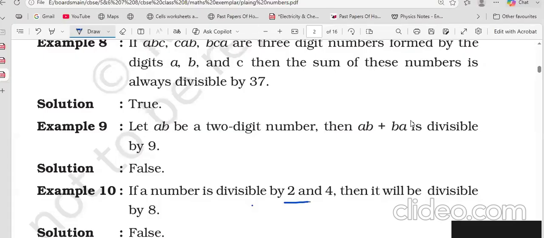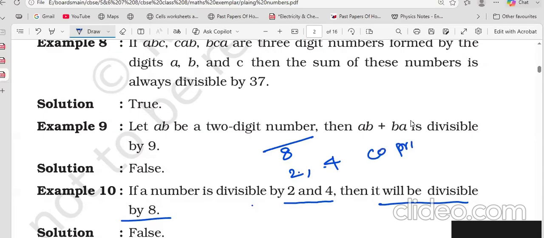If a number is divisible by 2 and 4, then it will be divisible by 8 is not always true. Actually, the opposite is true: if a number is divisible by 8, then it is divisible by 2 and 4. But we can't just use the product. We can use the product if they are co-prime, if they don't have a common factor, but here they have a common factor. The common factor is 2. So this is not always true.